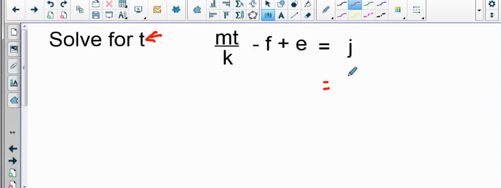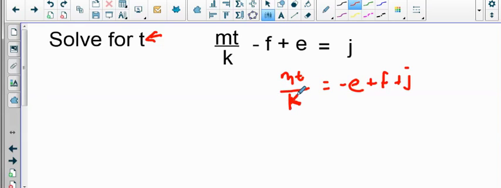All right, so the E becomes a negative E. The negative F becomes a positive F over here. Remember, I'm just adding F to both sides. And then the J stays a positive J. All right, I still have my MT divided by K.